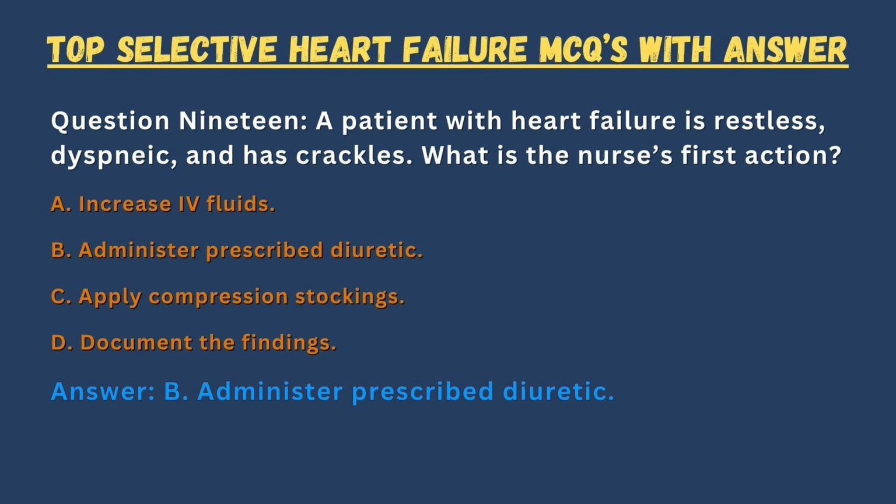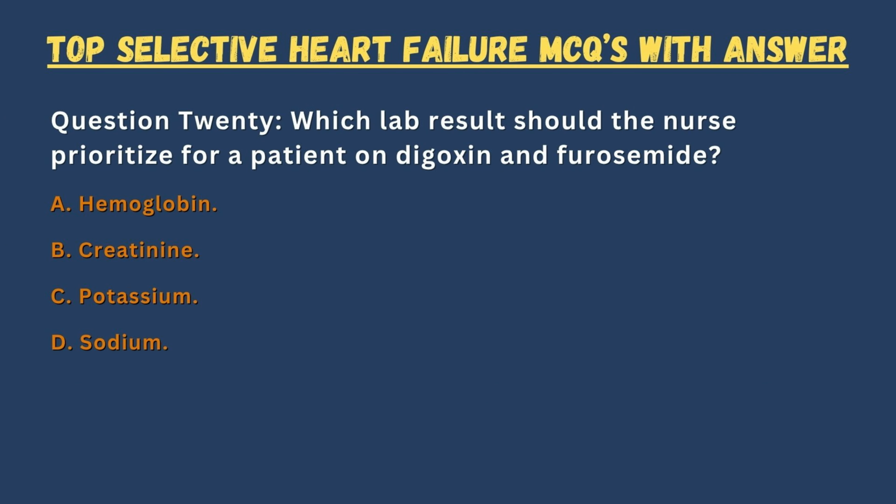Answer: B. Administer prescribed diuretic. Question 20. Which lab result should the nurse prioritize for a patient on digoxin and furosemide? A. Hemoglobin. B. Creatinine. C. Potassium. D. Sodium.